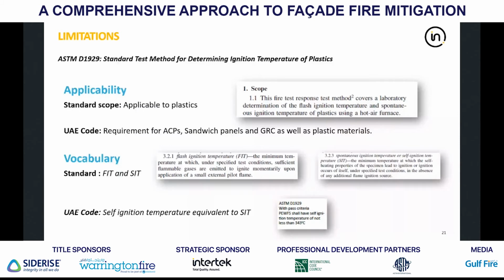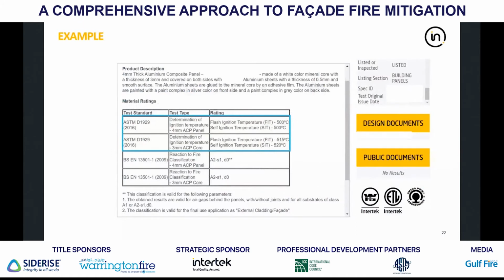And lastly, you will always see as the results FIT and SIT, flash ignition temperature or spontaneous ignition temperature. These are the 2 results given in this method. The UAE Code talks about a self-ignition temperature of over 343. What do they mean? This is equivalent to the spontaneous ignition temperature. So if you're ever given the results, you need to look at the SIT to find the self-ignition temperature. So a quick example here, you have the method and the different temperatures for both values of the same product.